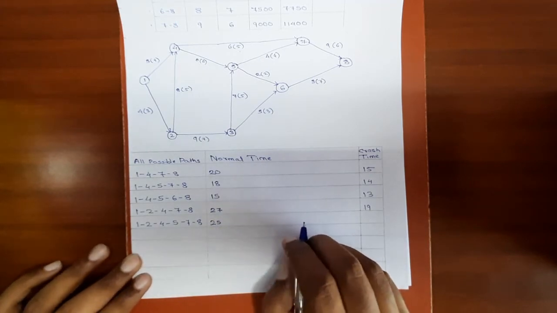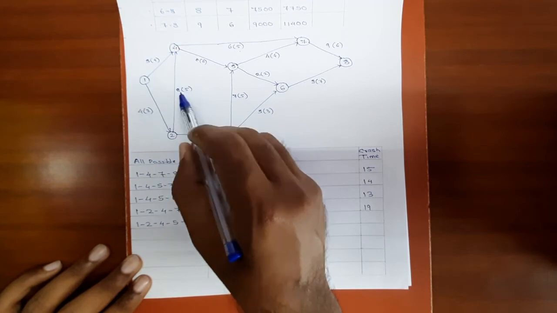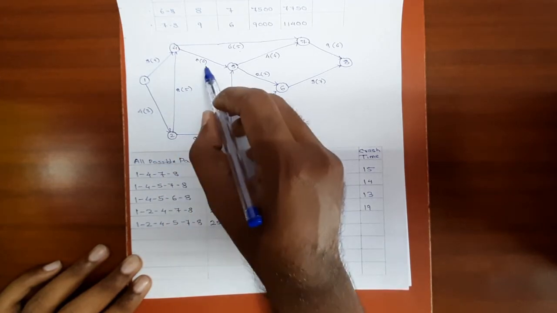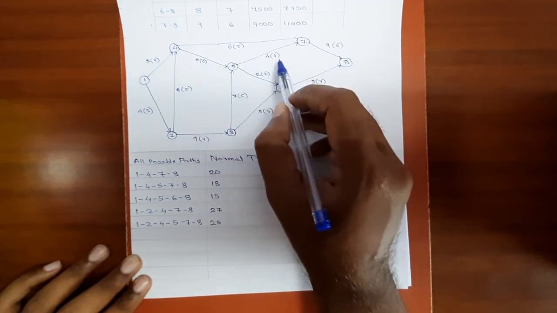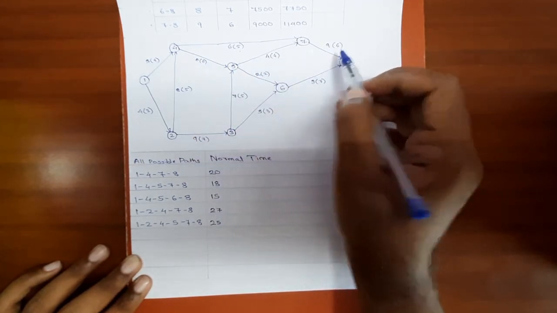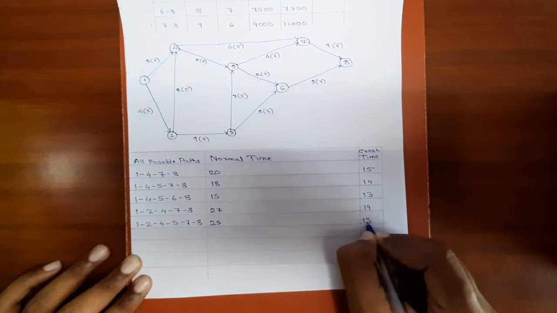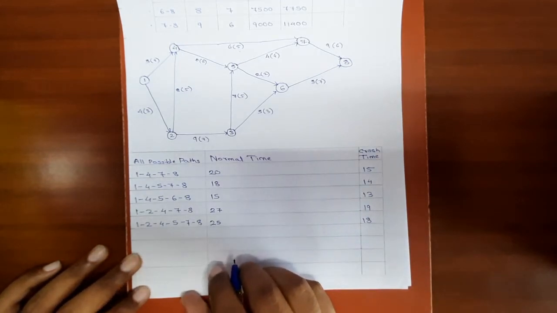Similarly, the crash duration will be 5 plus 3 is 8, 8 plus 0 is 8, 8 plus 4 is 12, 12 plus 6 is 18. Let's move on to the next possible path.